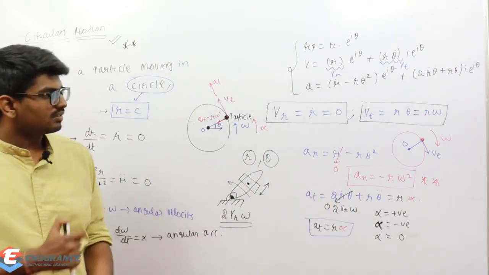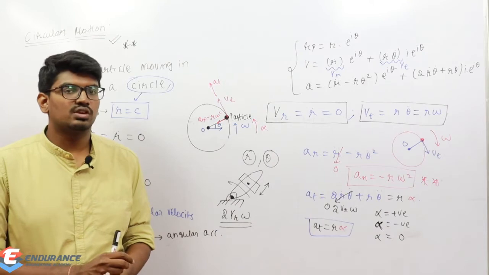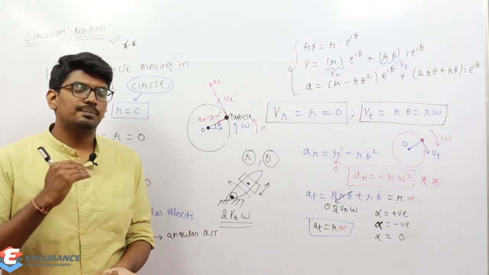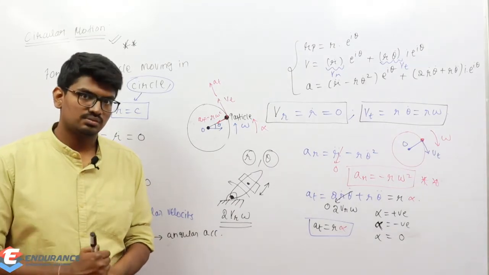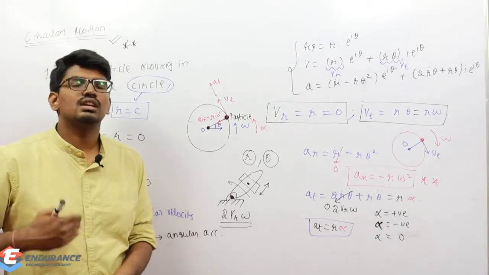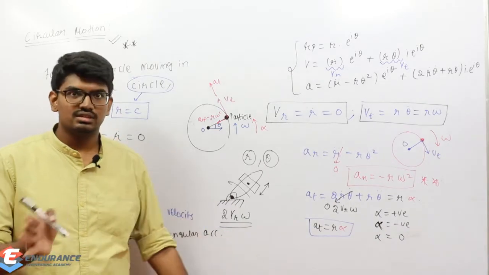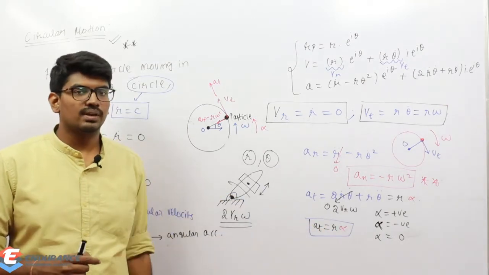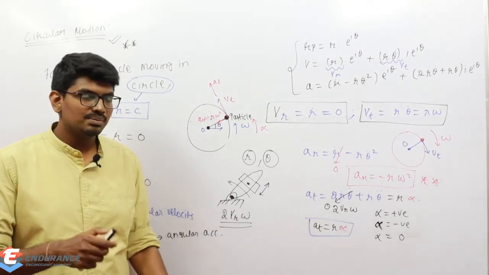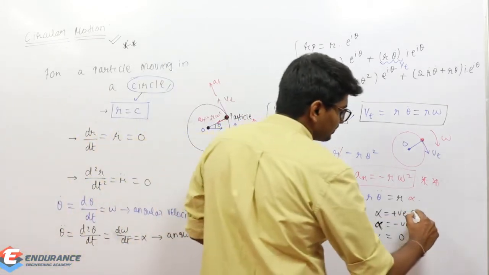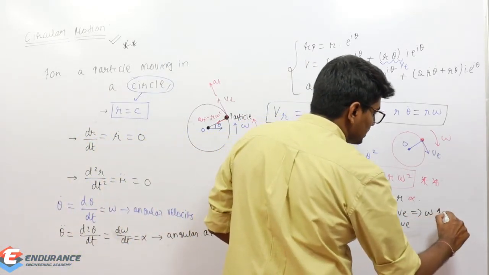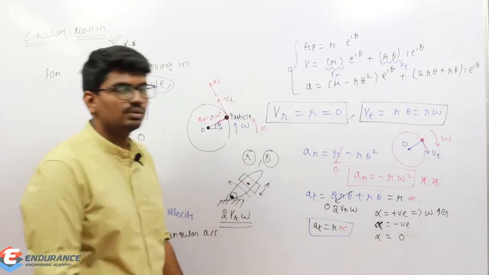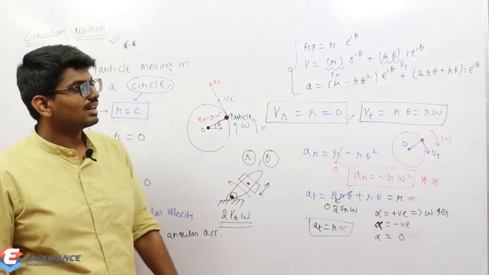What if alpha is positive? That is, angular acceleration is positive, in the sense that tangential acceleration is going to be positive. Because of alpha being positive, omega, which means angular velocity, is going to increase.